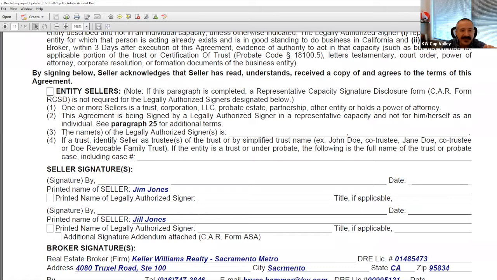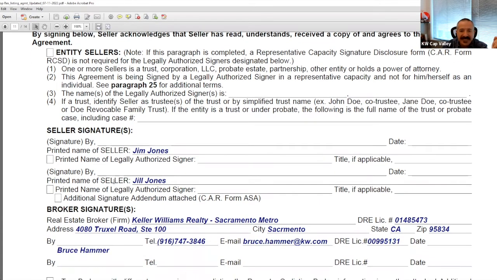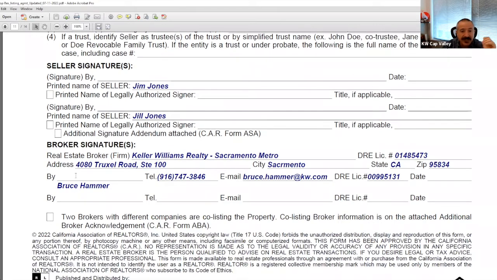Let's see, entity sellers. Let's just say the property was owned by an LLC, or it was in a trust, or was owned by a corporation, whatever it is. You can check this, and then you can come down here, and the legally authorized signer is, and you could put their name. And I always recommend you put their title next to it. I don't know if that's actually required. Say they were a trustee or a successor trustee or something like that. But down here, where you sign it, title, you would put trustee, successor trustee. If it's an LLC, you would put member, and so on and so forth. And then, of course, you sign it as the listing agent. The real estate broker firm would be, in this case, Keller Williams Sacramento Metro.